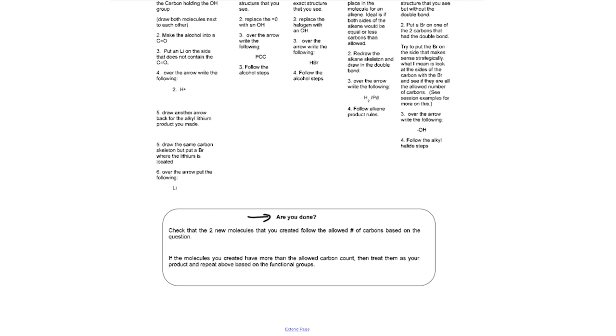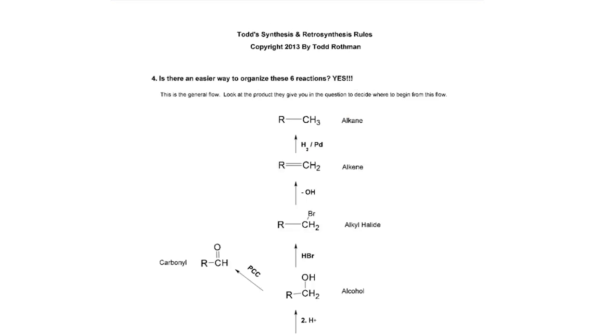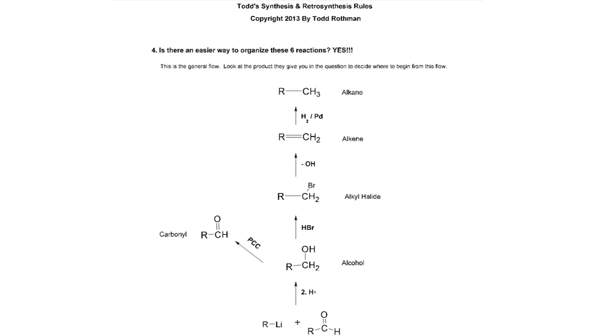That's all you do. And these are the different functional groups. So if they give you a carbonyl, this is the recipe of what to do. If they give you an alkyl halide as a product, then you go back, this is the recipe. And that's it, alkane and alkene. These are the functional groups that they can give you as a product, and you work back until you get to alcohol. That's it, okay. So again, read this, but don't worry about how big it is because you're not going to need it. This is the chart that, in my opinion, is going to help you the most.